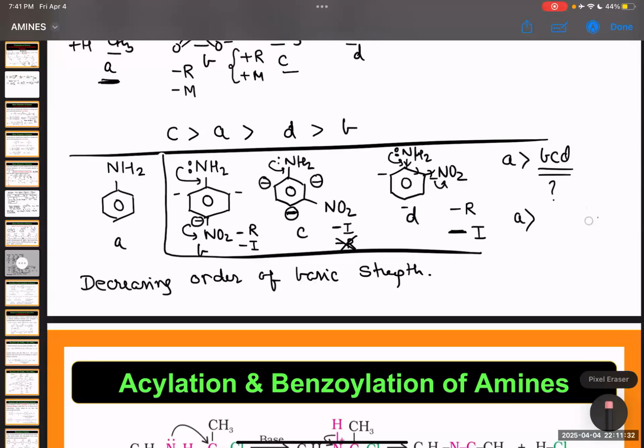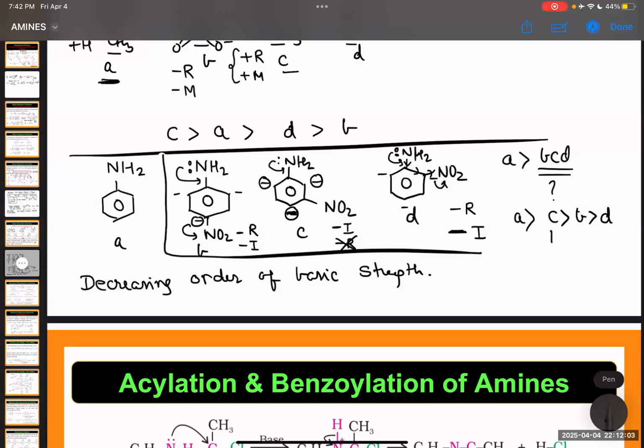Okay, D, followed by B, where the NO2 is participating in resonance, and C. C is less basic than A, but not the least basic, because the negative charge is not getting on to the nitrogen. It is passing from the position which is just adjacent to the NO2, not directly on the position where the NO2 is attached. So there is no resonance effect, no electron withdrawing group other than the benzene.